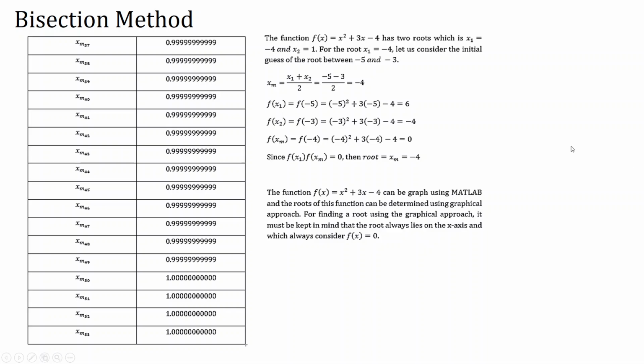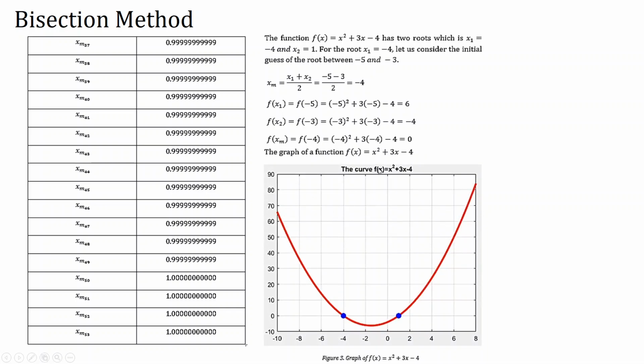The function f of x, x squared plus 3x minus 4, can be graphed using MATLAB, and the roots of this function can be determined using the graphical approach. It must be kept in mind that the root always lies on the x-axis, and we should always consider the function of x equal to 0.